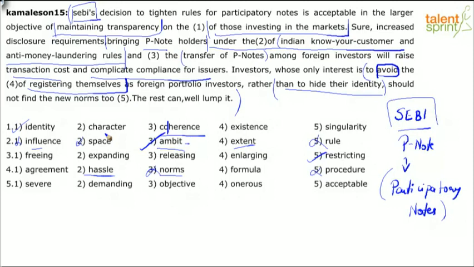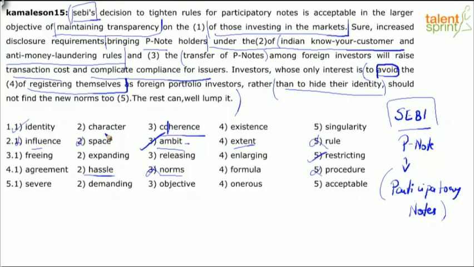So, investors whose only interest is to avoid the hassle of registering themselves as foreign portfolio investors, rather than to hide their identity, should not find the new norms too. What? If I have to come up with my own word for fifth blank, right? I will say I don't want them to find it too troublesome, right? Hassle here in this context is a noun. To avoid the what? To avoid the hassle is a noun here. Look at all your options. Everything is a noun actually. Agreement, norms, formula, procedure, everything is a noun here.